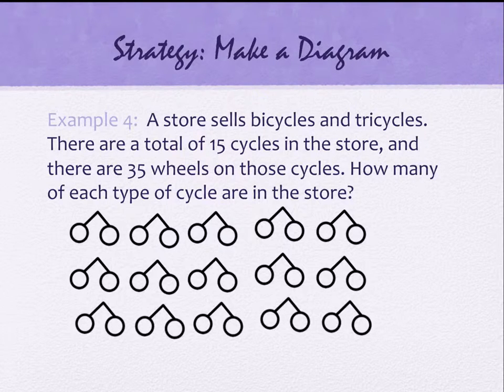Okay, so this is actually 15 bicycles, right? I have 15 bicycles here. How many wheels do I have so far on all of these images? There are 30. How many am I supposed to have? 35.